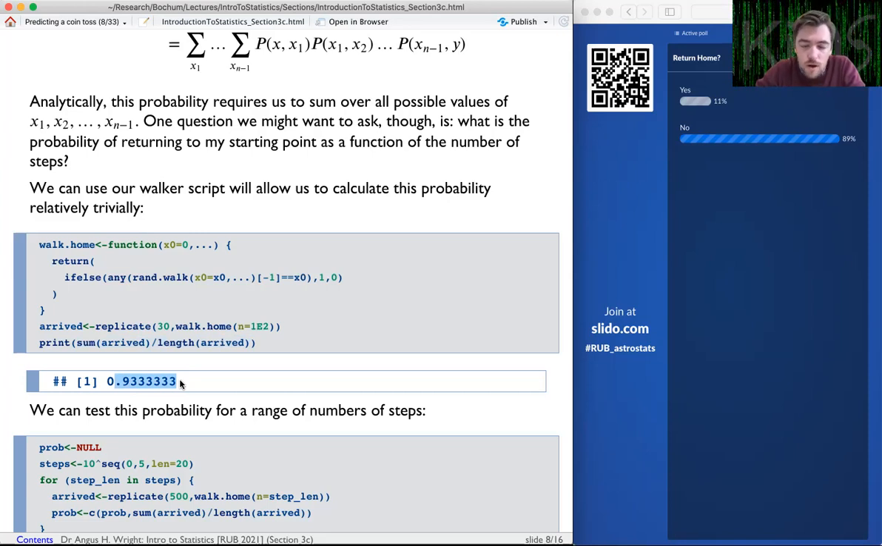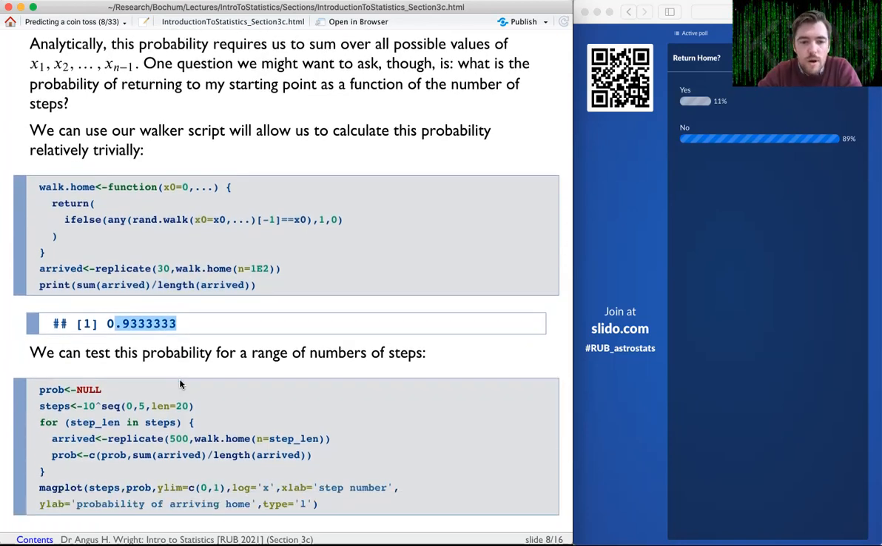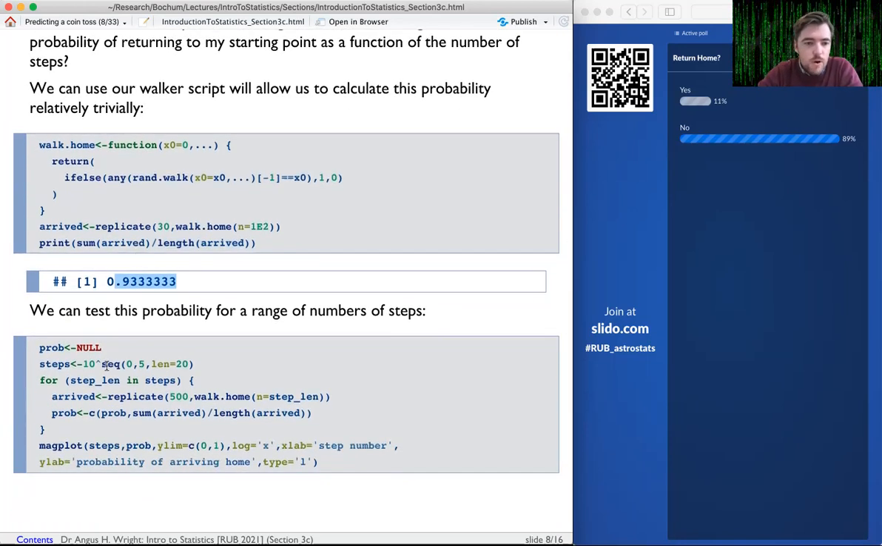We can then ask how this changes as a function of the number of steps. If I was to take many, many more steps, what is the probability of returning home? So I can generate the number of steps as a sequence. I'm going to generate 20 log-equal steps in log space, starting out with 1 step, then 10 to the 1, 10 to the 2, 10 to the 3, 10 to the 4, 10 to the 5, and all the steps in between. For each number of steps, I run my walk home simulation again and compute the probability.